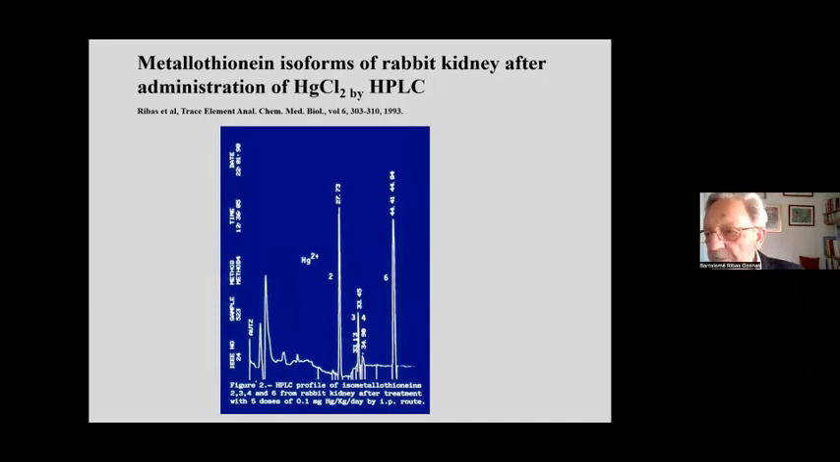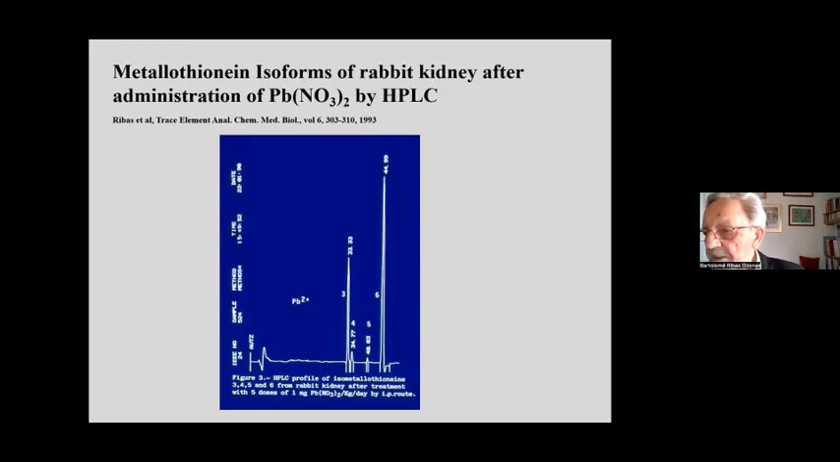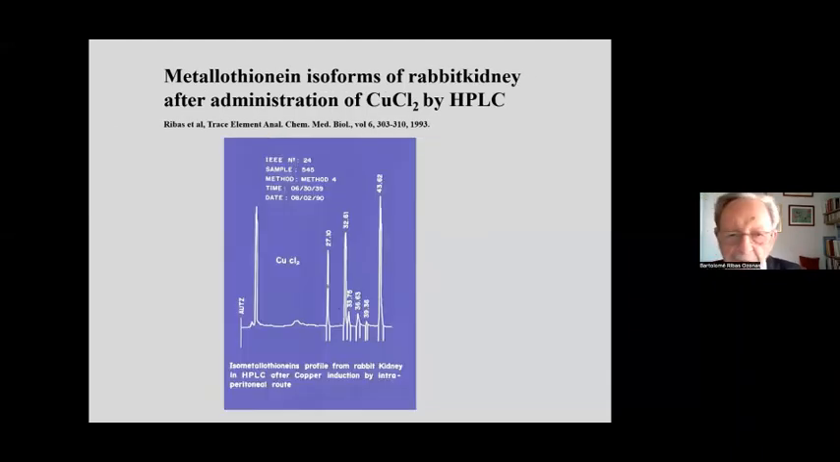And in the next figure is the administration of lead nitrate, also determined by high-performance liquid chromatography. Lead has not a great affinity to isometallothionein, and the separation is not so clear, but we see several peaks. And in the next figure, metallothionein isoforms in rabbit kidney after administration of copper. In copper, we see also the great affinity of isometallothionein. Metallothionein has greater affinity than to lead, and we see a nice clear separation of the isoforms.